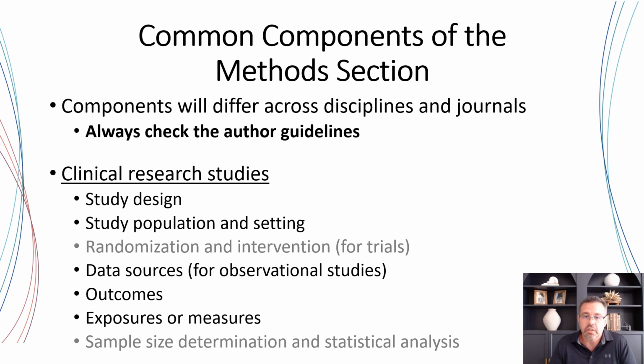For observational studies, you will certainly have a section on your data sources. This will be information about how your data were obtained, who they were obtained from, perhaps what instrumentation was used or tools to collect that information. And then you will certainly want to be able to describe your primary and secondary outcomes to your readers, as well as having a section describing your primary exposures and measures that were of interest in your study.